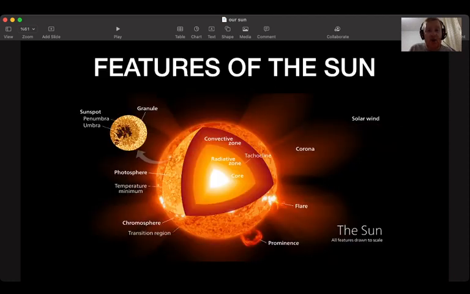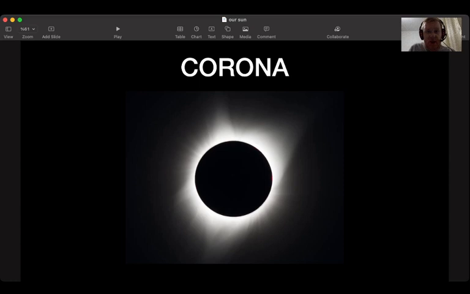So now we're going to talk about the features of the sun. We're not going to talk about all of it today. We're going to talk about the flares, the chromosphere, photosphere, sunspots, and of course the corona. So first we're going to talk about the corona.